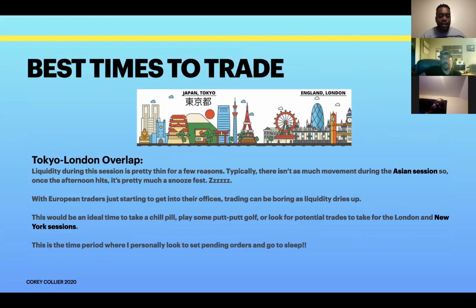Now, what are the best times to trade, guys? Of course, you want to trade when there are multiple sessions open at the same time. Those produce the most pip movements, right? So you've got the Tokyo London overlap. Understand, guys, that the Tokyo London overlap is at a weird part of the day for most of the major currency pairs. Liquidity during the session is pretty thin for a few reasons. There typically isn't as much movement during the Asian session. Once afternoon hits for the Tokyo people, it's pretty much a snooze fest.